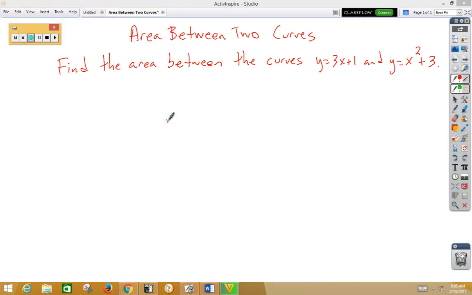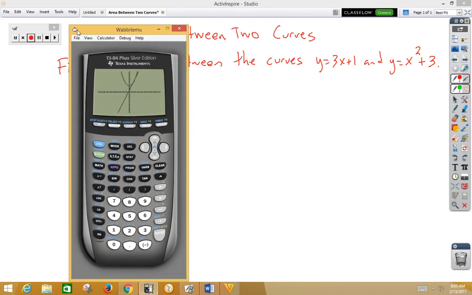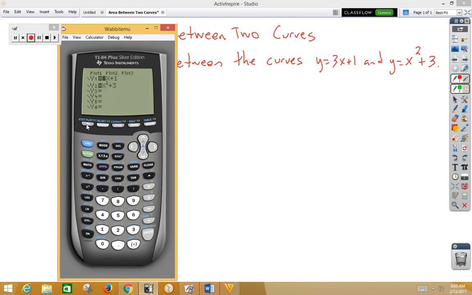In this video, we're going to use our TI-83 calculator to find the area between the curves y equals 3x plus 1 and y equals x squared plus 3. Let's go ahead and start by graphing this. Notice I put 3x plus 1 into y sub 1 and x squared plus 3 into y sub 2.